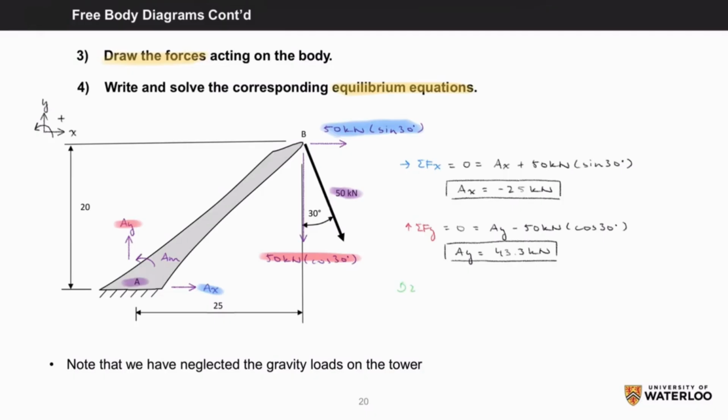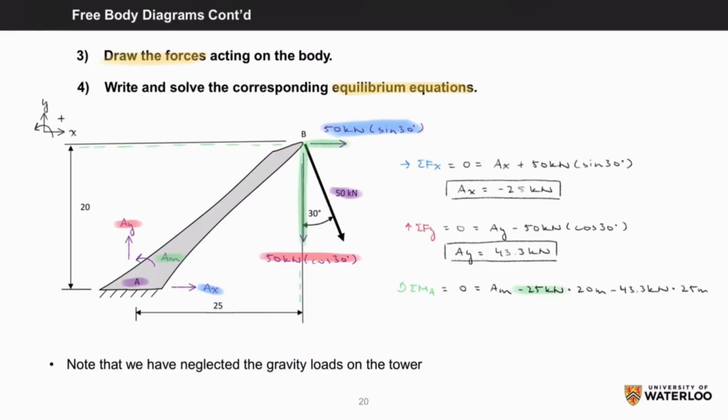Finally, the sum of moments about A is 0, which is equal to Am plus each of the component forces of the load times their normal distance to A. So Am minus 25 kilonewtons times its normal distance to A of 20 meters minus 43.3 kilonewtons times its normal distance to A of 25 meters.